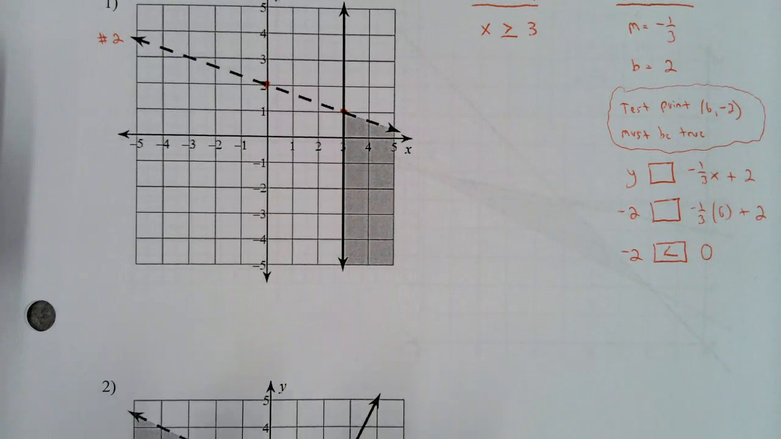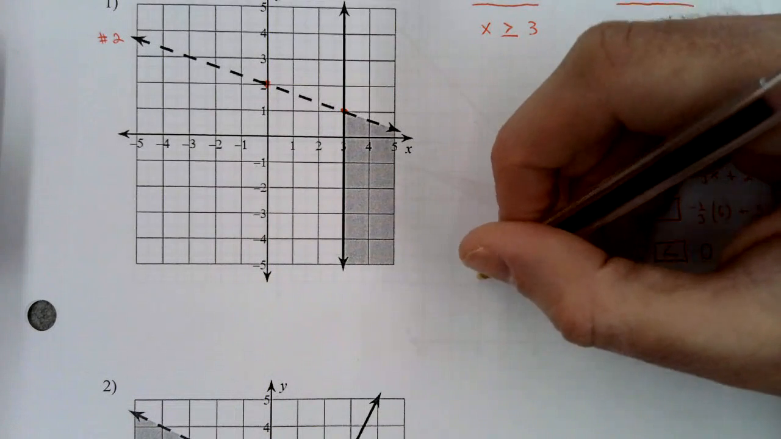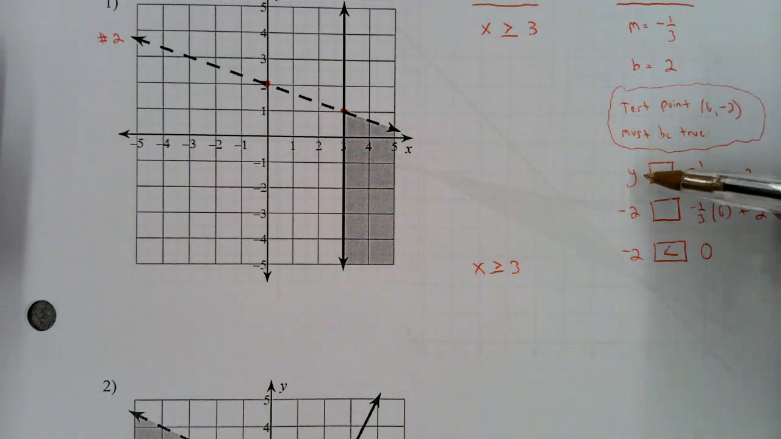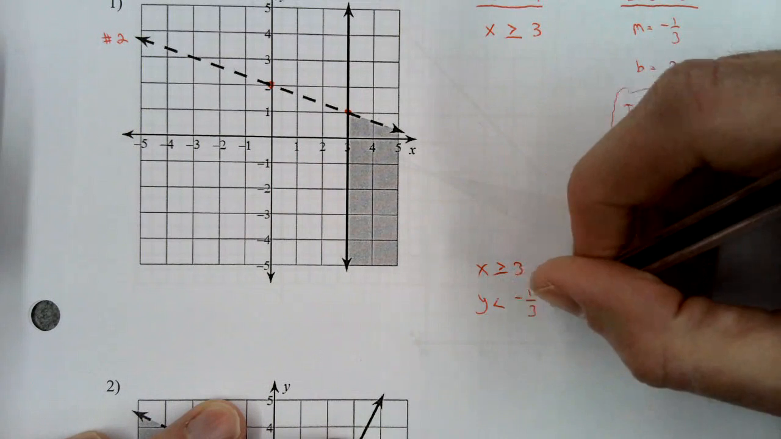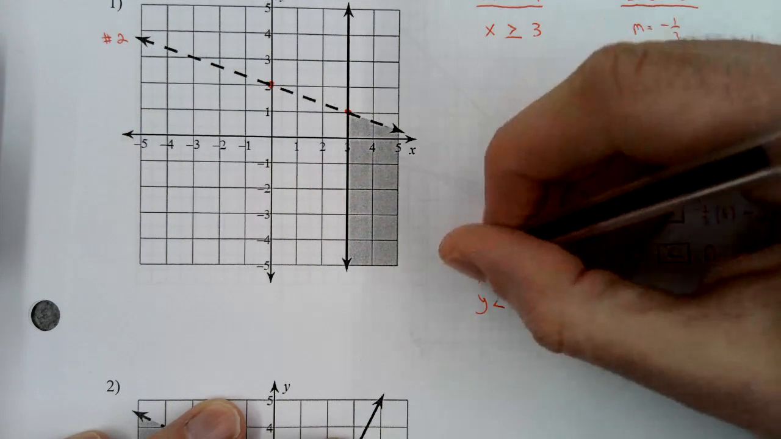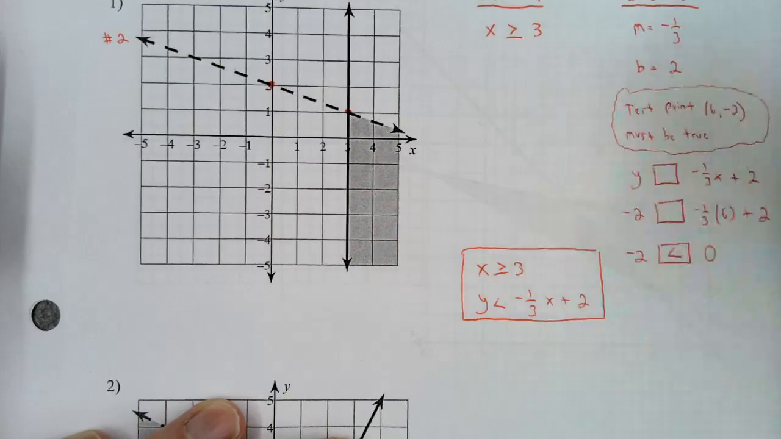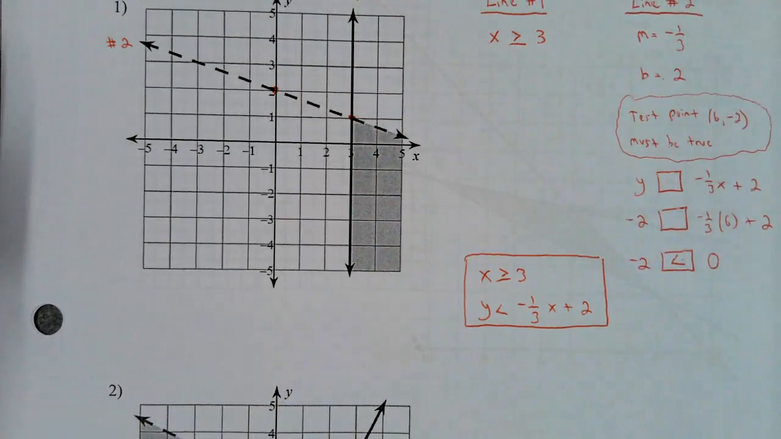So my final answer, we have x is greater than or equal to 3. The other inequality is going to be y is less than negative 1/3 x plus 2. The other way that you can write that inequality is, since it was shaded below, you can say less than. If it's shaded above, you can say greater than.